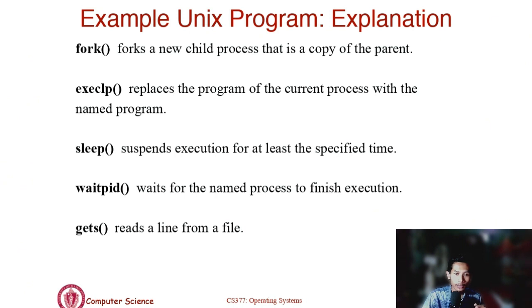And the waitpid function allows a process to wait for the termination of a specific child process. So it enables synchronization and coordination between parent and child processes, ensuring proper sequencing of tasks. And the last one, the fgets function, reads a line from a file that is typically used for input operations within the program. So it facilitates user interaction and data retrieval from external resources.